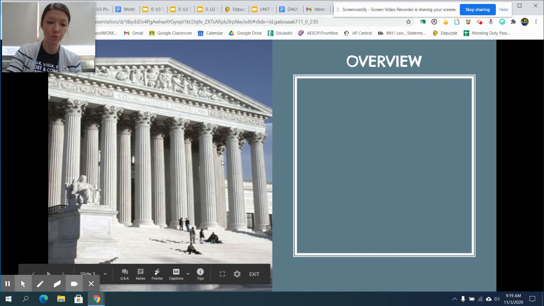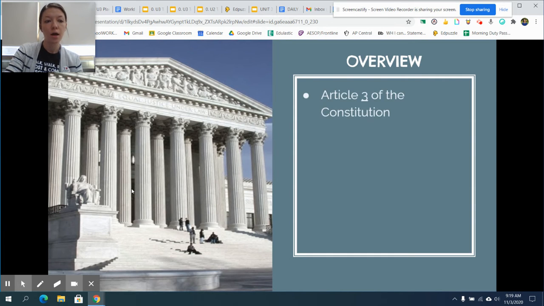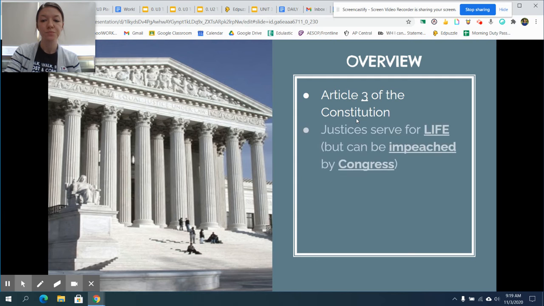So, as an overview of the judicial branch, this is set up in Article 3 of the Constitution. So Article 1 sets up Congress, Article 2 sets up the executive branch, and Article 3 sets up the Supreme Court, or the judicial branch. Justices at the federal level, the national level, serve for life, but they can be impeached by Congress or removed from office. So this is one way that Congress can check the Supreme Court, right? If a justice violates the Constitution or breaks a law, they can be removed from office.